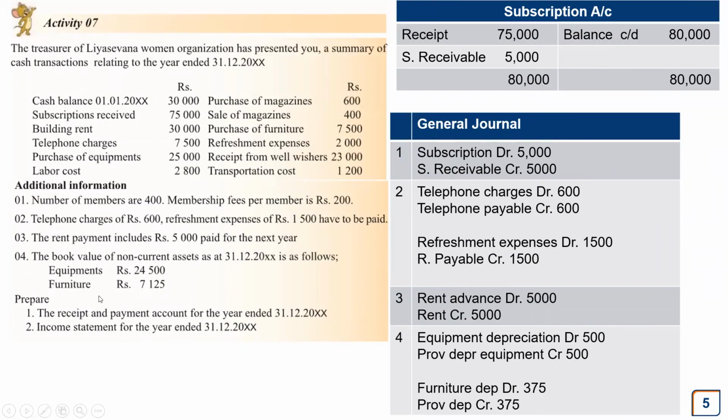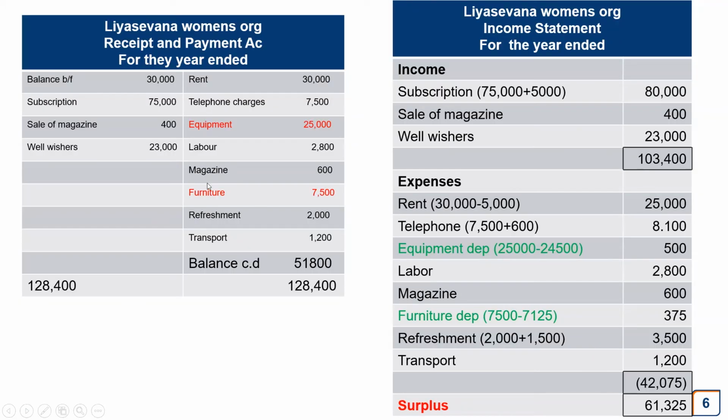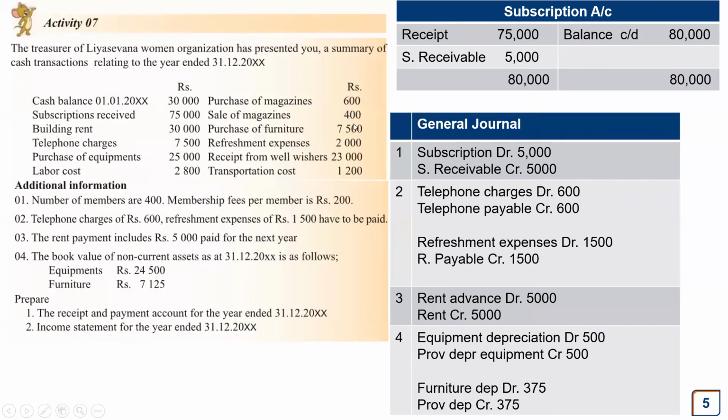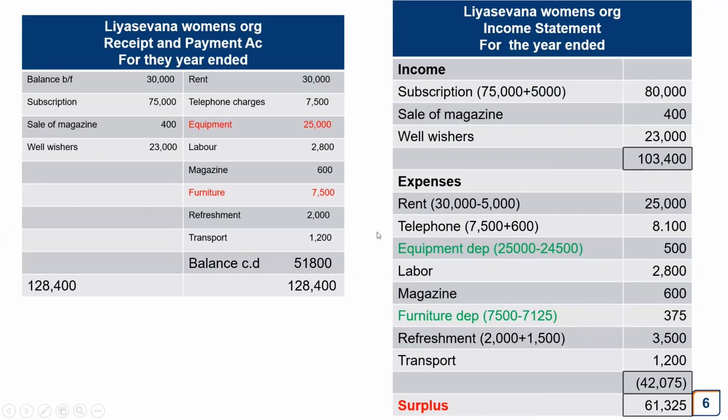Purchase of magazine 600. We are purchasing it. So magazine purchase 600. It is recorded. Magazine purchase here as the expense. I have recorded it as well. Then purchase of furniture 7,500. Here it is a non-current asset. So I have taken it to the receipt and payment, but not into the income statement. But I have written the depreciation value, right?